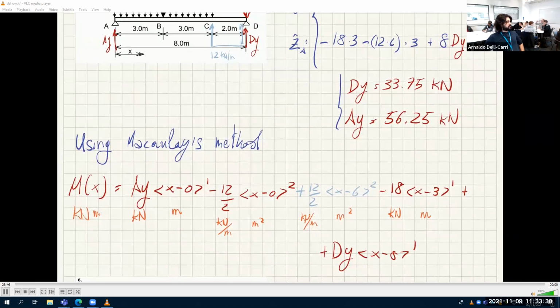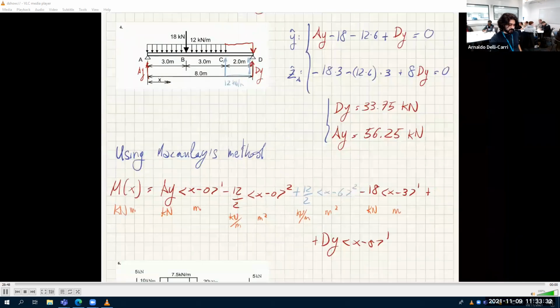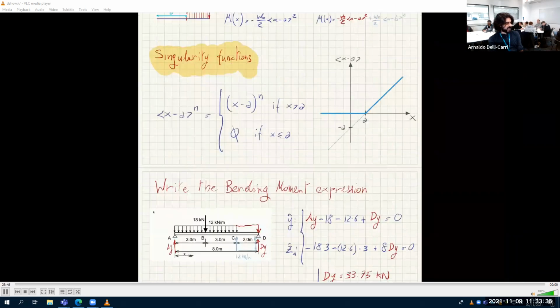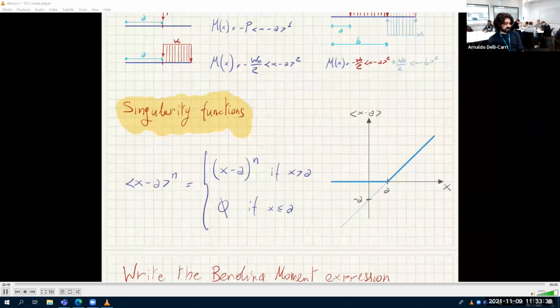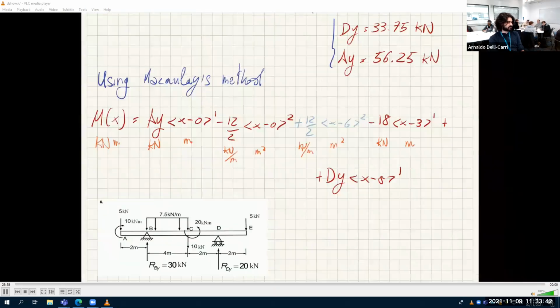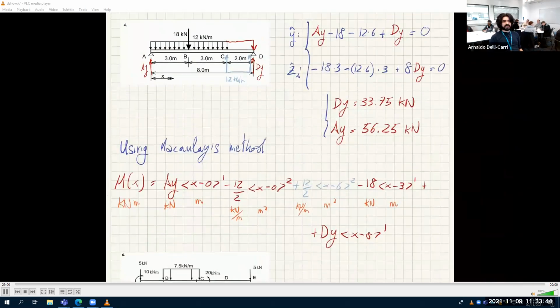Problem. Look at the singularity function. It exists if x is greater than a. Look at this, x minus 8. Is x greater than 8 at any time? No. Never. x is never greater than 8. It's at most 8. What does it mean? That we don't care about this. There you go, done. It's always 0.